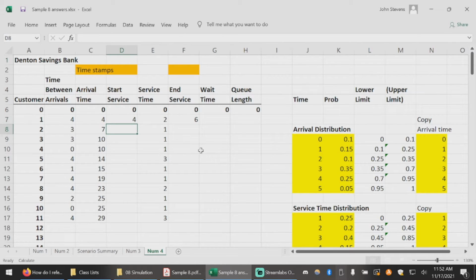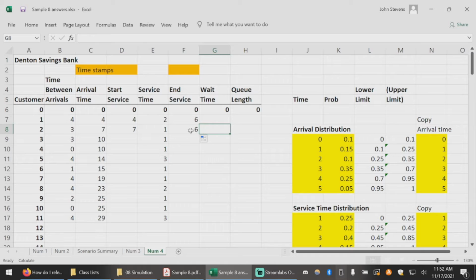Now I have a better idea that customer 2 starts their service. Well, they arrived at minute 7, and by that time, the previous customer was already done. So they can start their service at 7 as well. And they will, of course, take... Ooh, I don't want to recalculate.